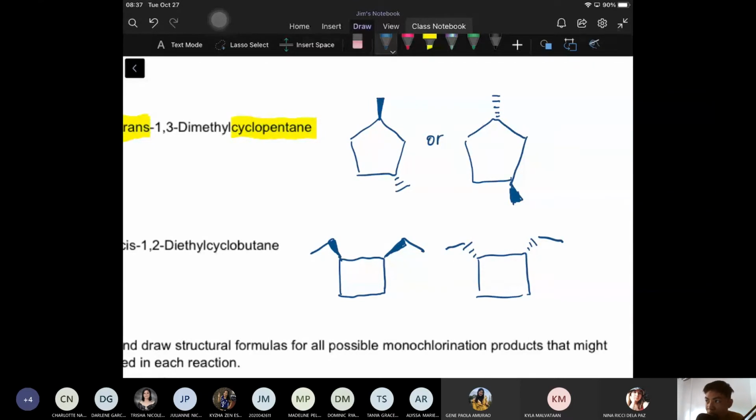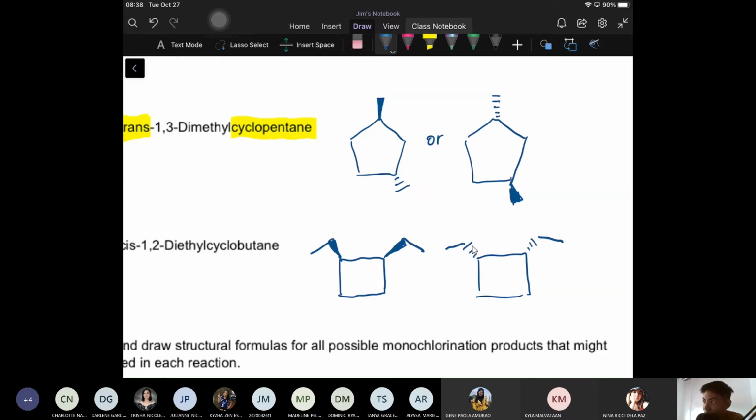Cis, ibig sabihin nun, they should be pointing upwards or downwards at the same time. So, ito ay parehas naka-cis, no? Parehas silang pointing upwards. So, I indicated that with a solid wedge bond, no? So, isang beses ka lang maglalagay ng solid wedge. Kasi mamaya, kapag nilahat mo yan, wala na, ang confusing na. Confusing na yung drawing kapag ganun na. So, isang beses ka lang maglalagay ng solid wedge or ng dash, no?